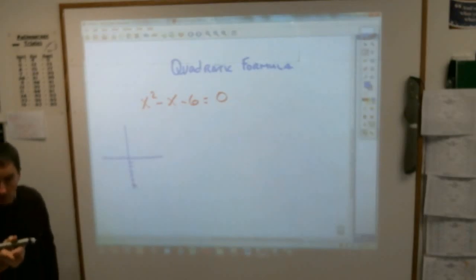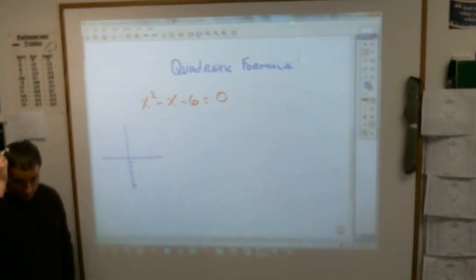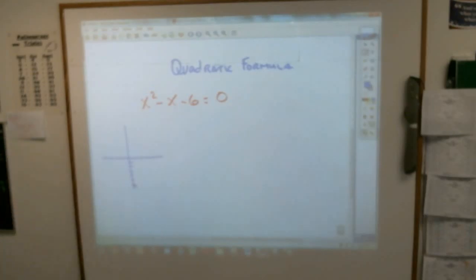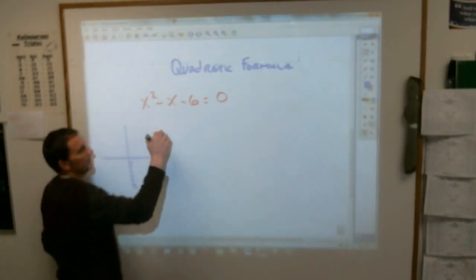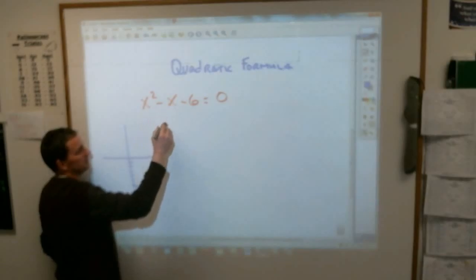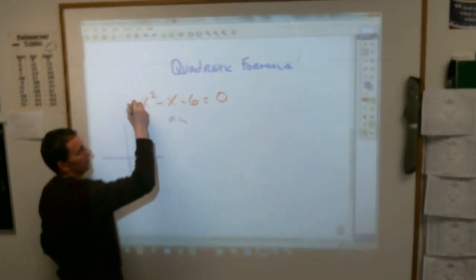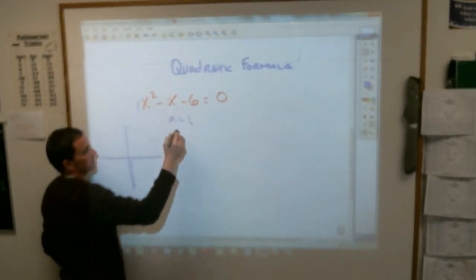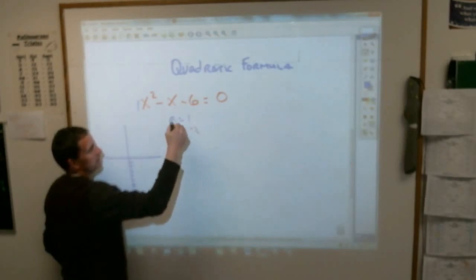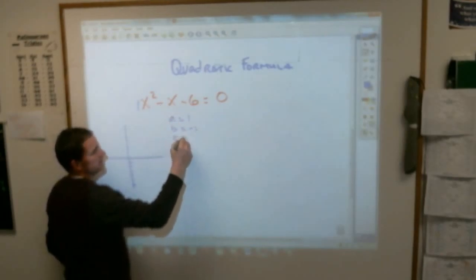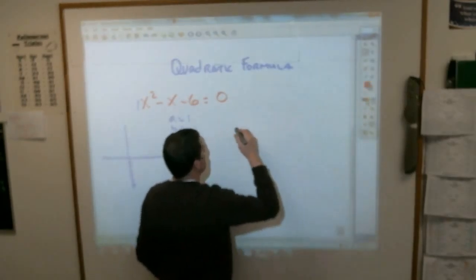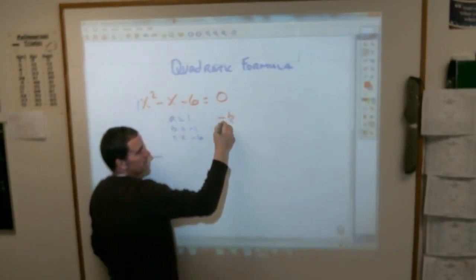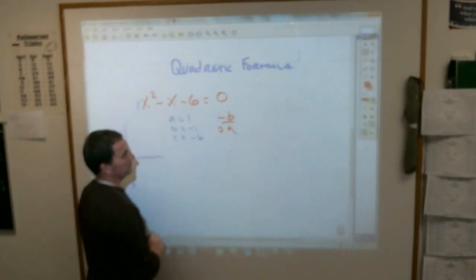Calvin says the first thing I'm going to do is find the line. The axis of symmetry. Yes. Okay. And when we do that, remember we labeled these things. A is 1, right? Because that's what's in front of the x squared. B is -1, because that's what's in front of the x. And C is -6. And the formula for the axis of symmetry is -b over 2a, I believe. Correct me if I'm not wrong.